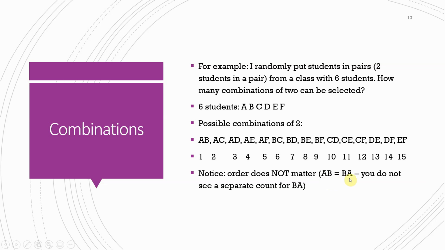So AB equals BA. It wasn't as though I got to B and I went, oh, wait, we got to do B and A, right? Because remember, order doesn't matter. So AB equals BA. You do not see a separate count for BA. Otherwise, we'd have a different number here. So make sure you remember that order does not matter with combinations.